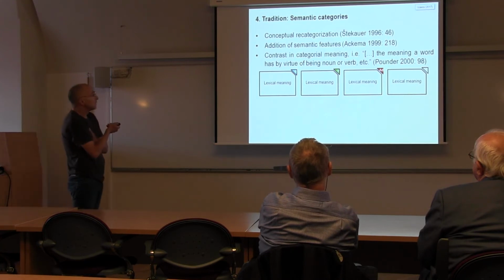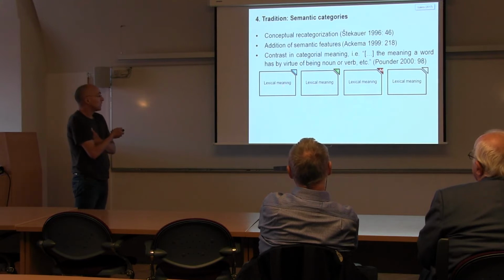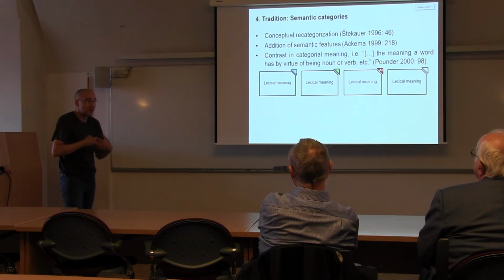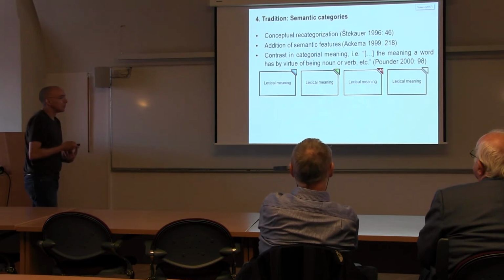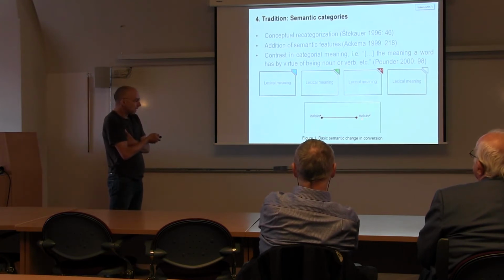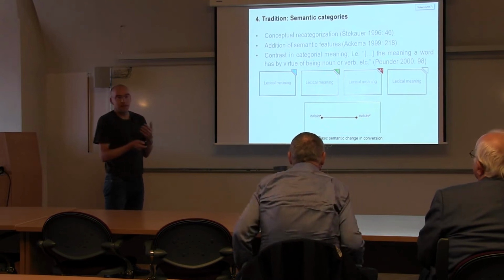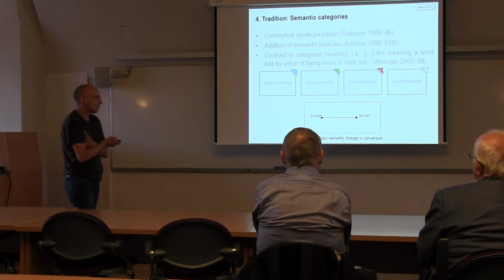This is probably what for me represents best what happens in the case of conversion. In pairs related by conversion, the lexical meaning of, for example, two items is the same. What changes is the categorical meaning, the meaning that the word has by virtue of being a noun or being a verb. And this is what changes in conversion, not any other item within the lexical identity of the base form. So, for example, in holster, the noun and the verb change in their categorical meanings, but everything else is probably the same. This is the basic semantic change in conversion.